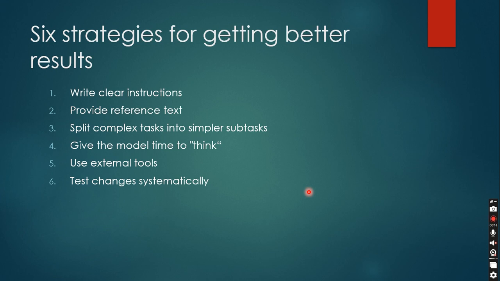So there are 6 strategies for getting better prompt. First, write clear instruction to the prompt, provide reference text to the prompt, split complex tasks into simpler subtasks, give the model time to think, use external tools, and test changes systematically. We'll go one by one on each of these strategies and learn which all tactics we can use.